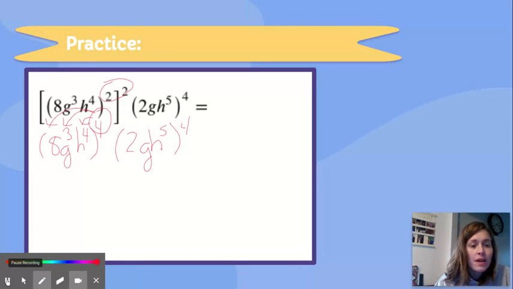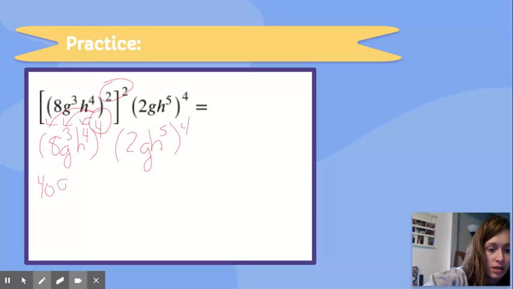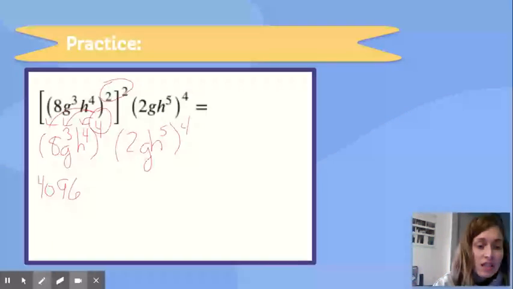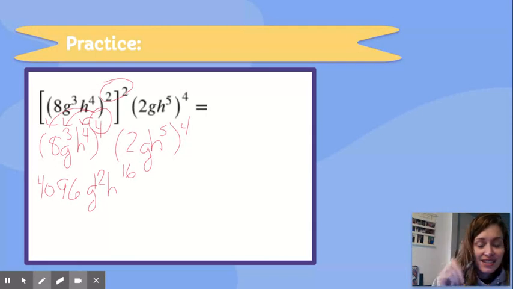Okay, so when we do 4 over here to the 8, that becomes 8 to the 4th power, which if we simplify, we can type that in our calculator, and that'll give us 4,096. Okay, so we just did 8 to the 4th power to get that 4,096. And then we do g to the 3rd to the 4th, right? So 3 times 4 is 12. And then h to the 4th to the 4th. So we do 4 times 4, and that becomes h to the 16th.